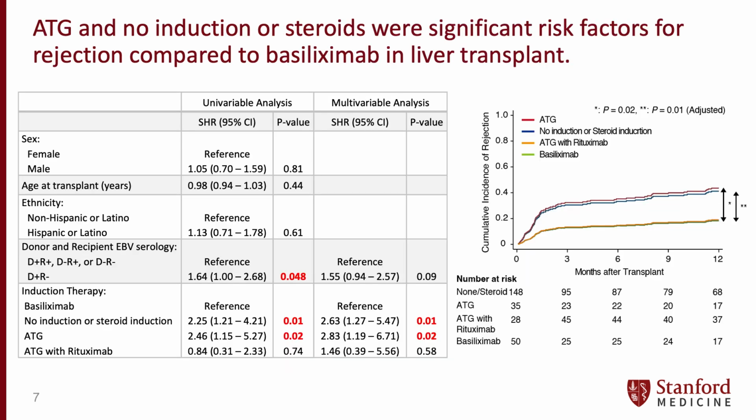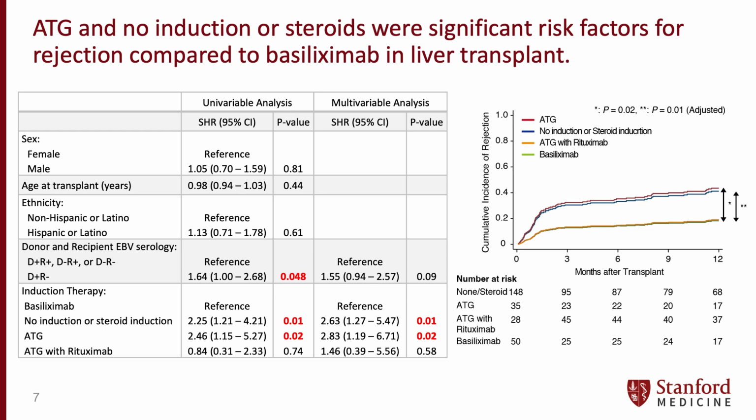We conducted univariable and multivariable analyses for each transplanted organ. In liver transplant, ATG and no induction or steroid induction were significant risk factors for rejection compared to basiliximab. In the cumulative incidence curve, basiliximab, the green line, developed significantly less rejection than ATG and no induction or steroid induction. ATG with rituximab, the orange line, had also less rejection rates compared to ATG and no induction or steroid induction.